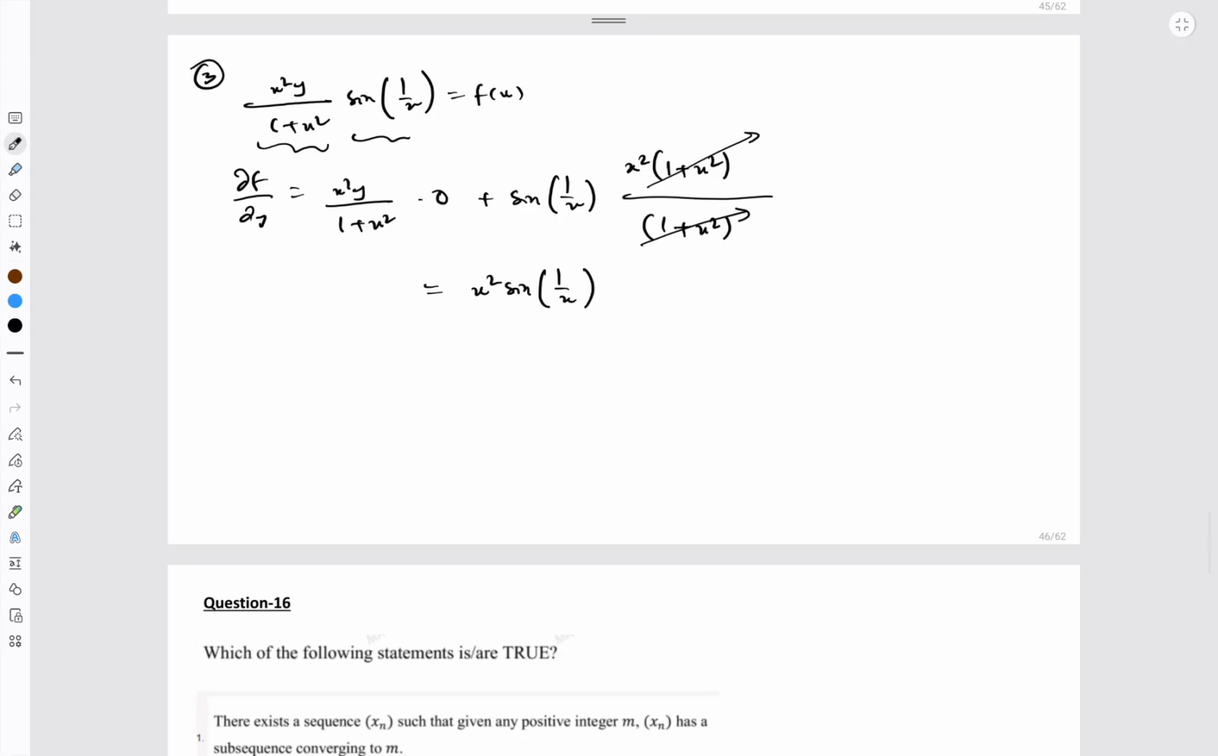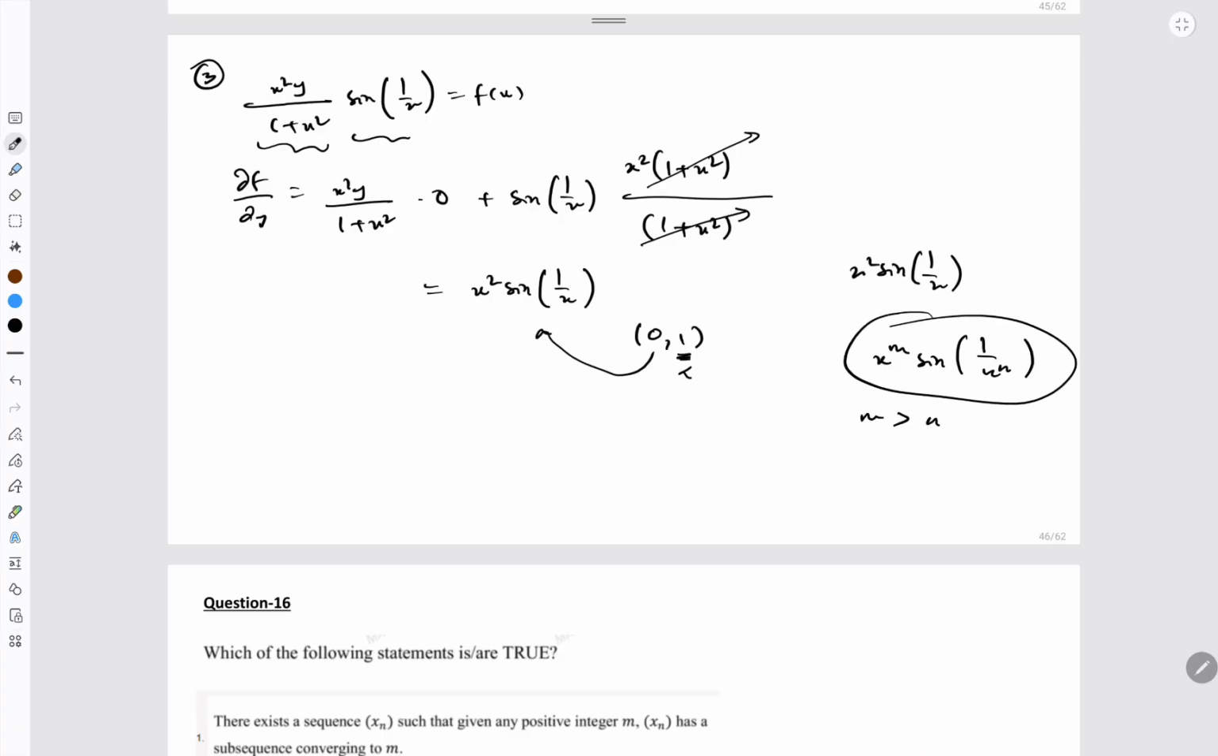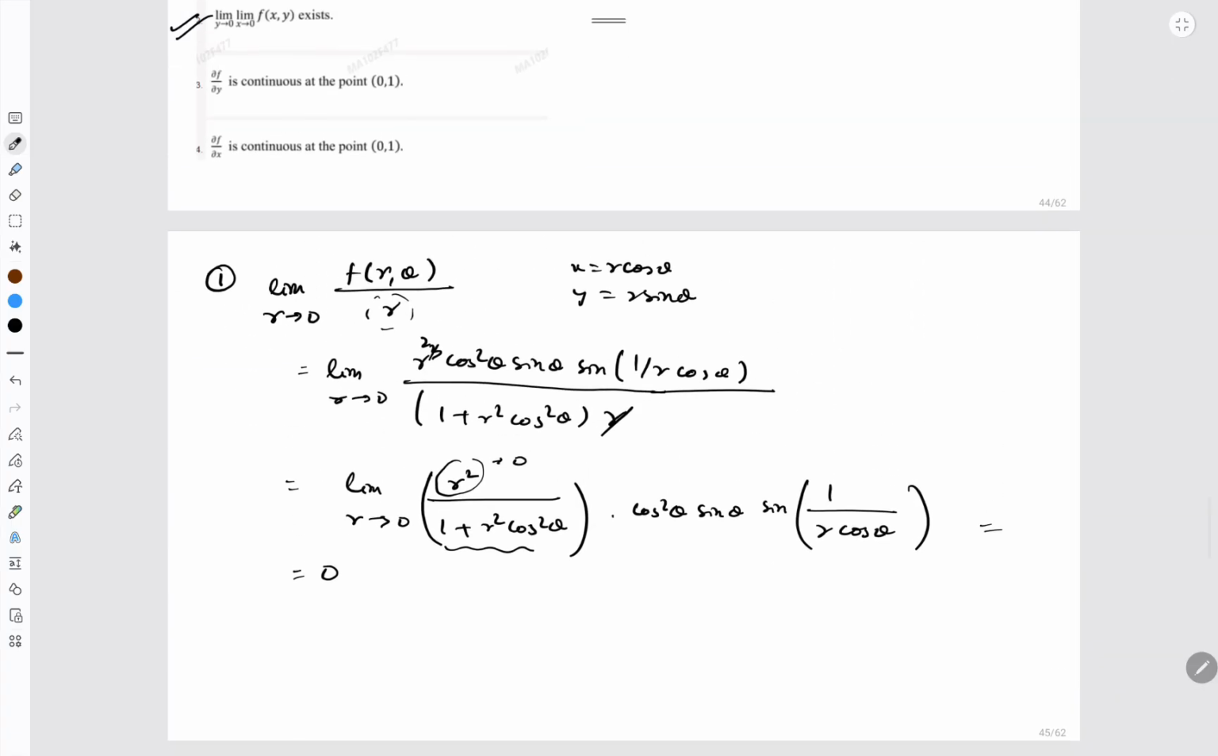Sorry, 0 comma 1. Yes, it is continuous at 0 comma 1. So obviously it is continuous, right? Because y is not there, so forget about 1. So if I put 0 here, I know that the x square sine 1 by x function is continuous about 0, right? So there is a general rule, x power m sine 1 by x power n. If m is greater than n, then this function is continuous at 0. You can actually prove it. So this is continuous already.